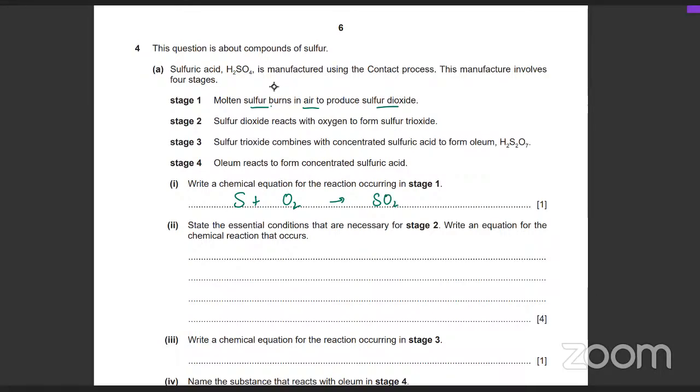Do you know what the essential conditions for forming sulfur trioxide are? I mean, stage number 2. Like Haber and like contact, the temperature and pressure. Yeah, it's like 450 temperature and 2 atmospheric pressure. And there's a catalyst as well, which is V2O5 catalyst.